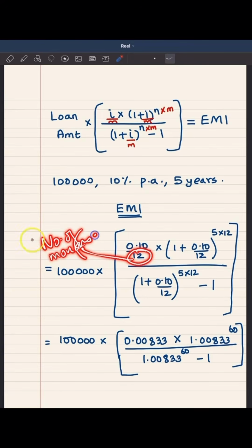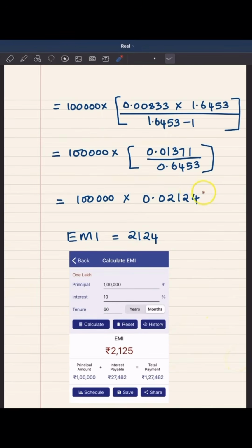So our focus is EMI, right? So the number of months in a year is 12. Multiplied by 1 plus, once again i, which is 0.10, divided by m, which is 12, raised to the power 5 into 12. Here the 5 stands for 5 years, which is n, and 12 is m. Okay, whole divided by (1 + i/m), which is 0.1 by 12, raised to the power 5 into 12, minus 1. So if you do all the mathematical calculations, you will end up with this factor value, multiply it with 1 lakh, and you are going to get the EMI figure as 2124.